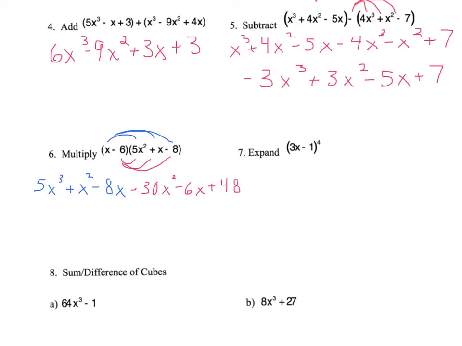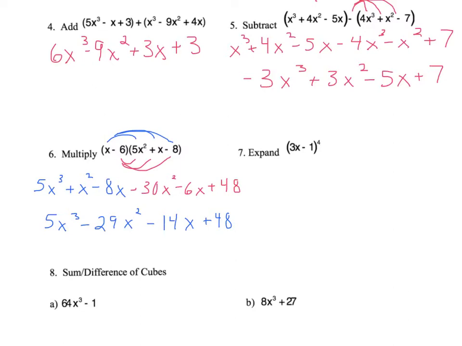Then I just need to combine my like terms for my final answer. So I'll get 5x cubed minus 29x squared minus 14x plus 48. For number 7, we have (3x minus 1) to the 4th power. Now we have two choices.